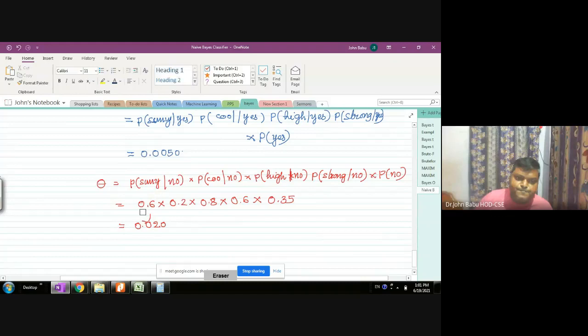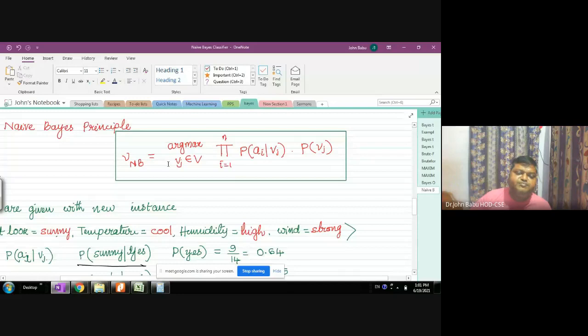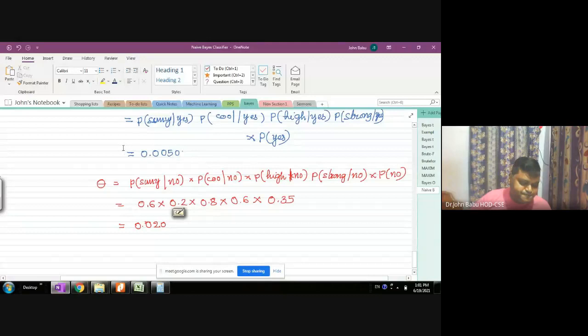So which is more, positive classification or negative classification? Which is the maximum? We want the maximum, according to the Naïve Bayes. So which has the maximum? Negative or positive? Negative, sir. Negative. So this X is classified as negative. That means play tennis, no, he will not play tennis in the given situation.